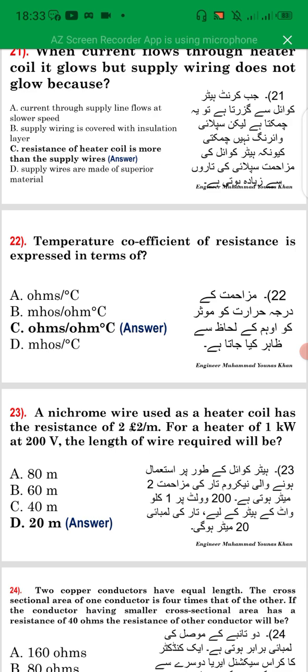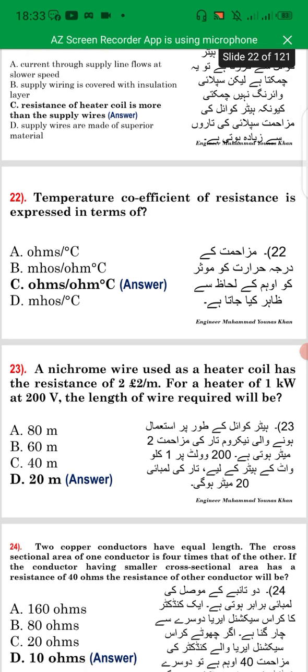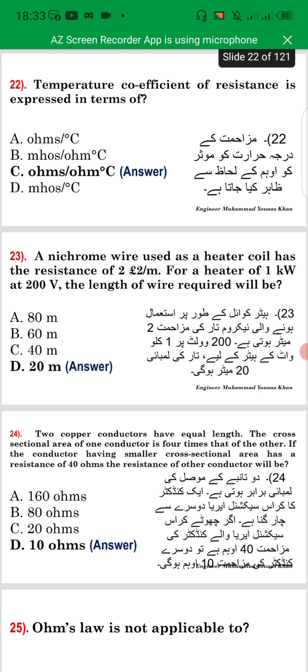Question number 22. Temperature coefficient of resistance is expressed in terms of ohm per degree C, mhos, ohms per ohm, or mhos per centigrade. So ohm per ohm per degree C is the correct answer. A nickel wire used as a heater coil has the resistance of 2 ohm for a heater of 1 kilowatt at 200 volt.